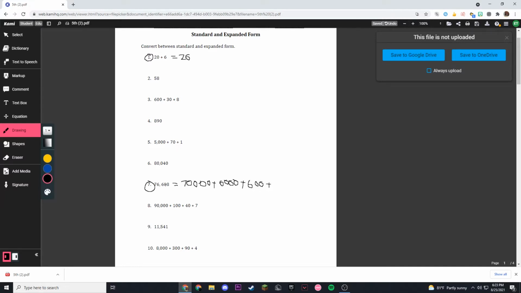Next, we look to the right again, and we see an 8, and there's only one digit after 8, so it's 80. And now we just have this 8 left, so it's plus 8. So for number 7, our expanded form is 70,000 plus 6,000 plus 600 plus 80 plus 8.